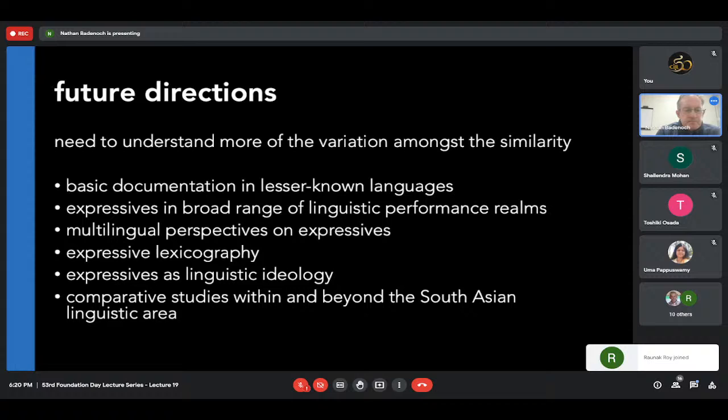We need to unpack more to understand how expressives can reflect linguistic communities' views on their own language use, on their preferences for aesthetics, their preferences for styles of making moral assertions, for defining ethnic identity. And we need to take more comparative studies within and beyond the South Asian linguistic area.